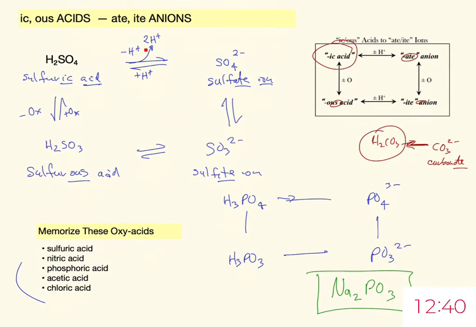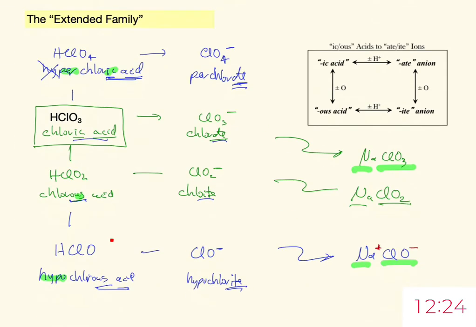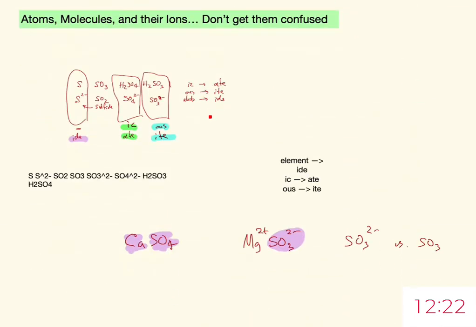Okay, so know how to do the families: ic and ous acids and ate and ide anions. That's very important for nomenclature. I think the other 2 are buried in that. Yeah, chloric was another one, and maybe nitrous. Okay, so memorize those. All this is on videos.